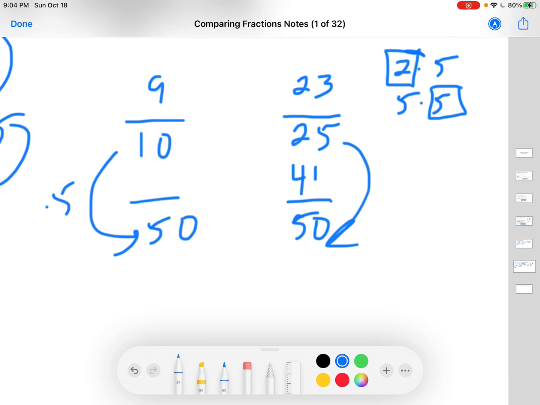23 times 2 is 46. 9 times 5 is 45. This would be is less than, but we're going to make this negative, and this negative, and this negative, and this negative. Therefore, since 45 is less negative than negative 46, this is greater than, and this is greater than. Okay?